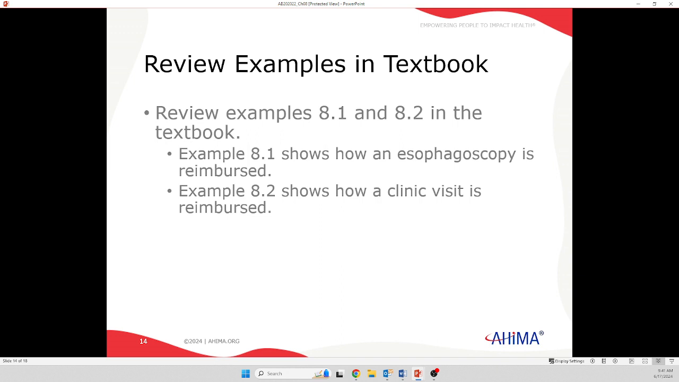Example 2. This is a nurse practitioner. She's at a clinic. She does not work incident to. So if she doesn't work incident to, remember she's only going to get paid 85%. And you can see how it broke it down. Read through those steps.